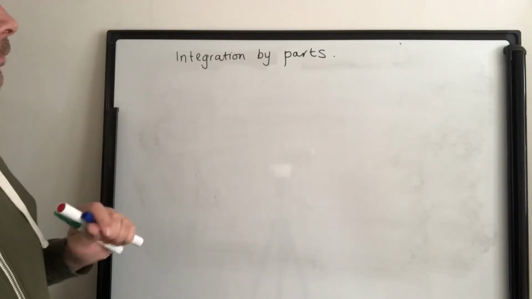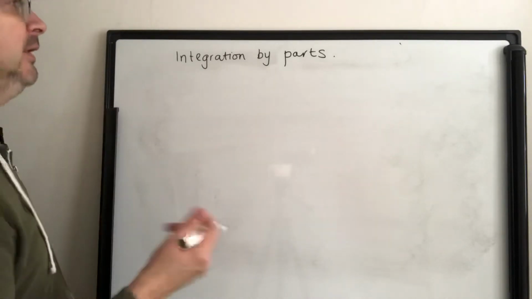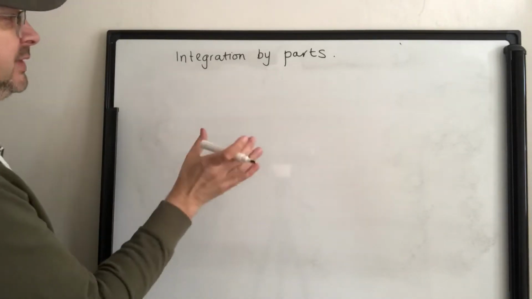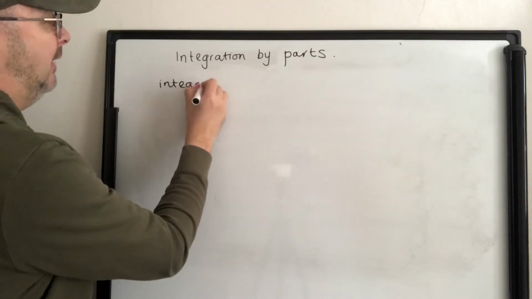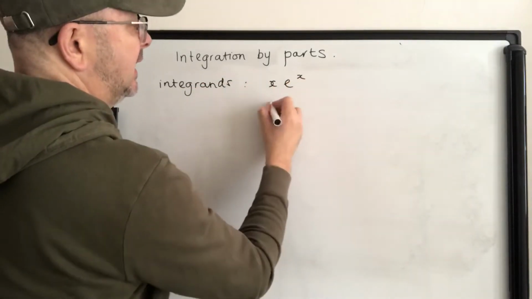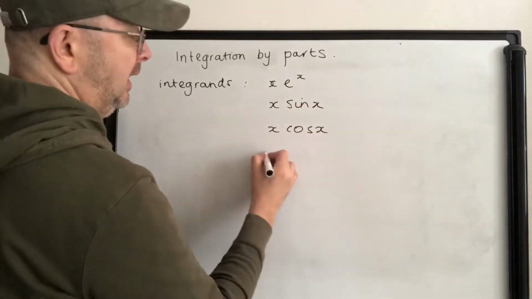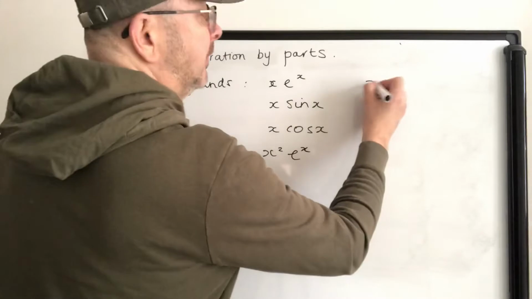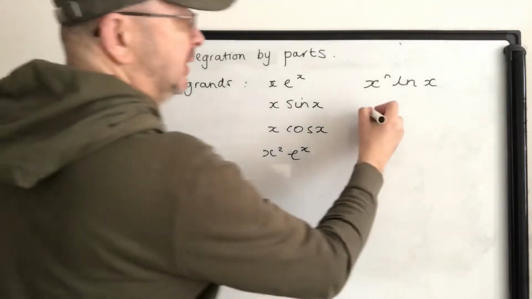So in this tutorial, I'm going to go through integration by parts. Now, it's generally used to integrate functions like, or the integrand, which is the function inside the integral. So the integrands are fairly easy to spot. So they're x e to the x, x sine x, x cos x, x squared e to the x squared, sine x squared cos x, or x to the n natural log of x, and also just natural log of x itself.